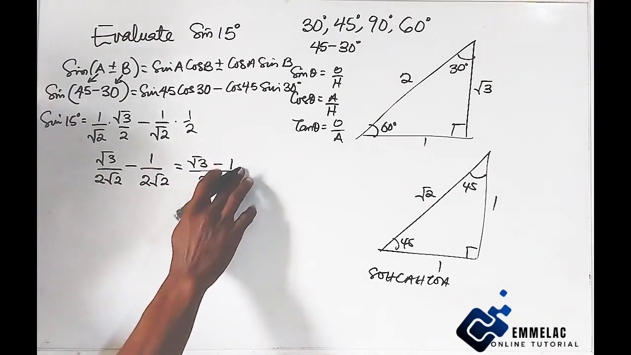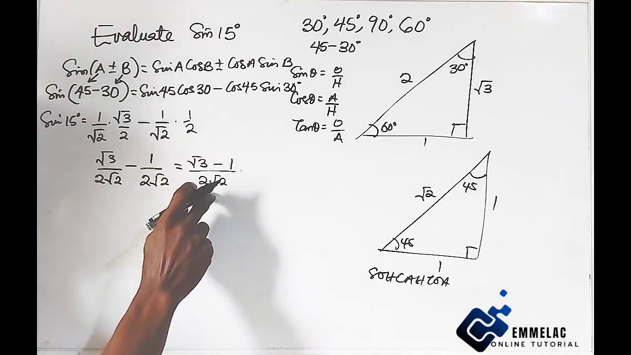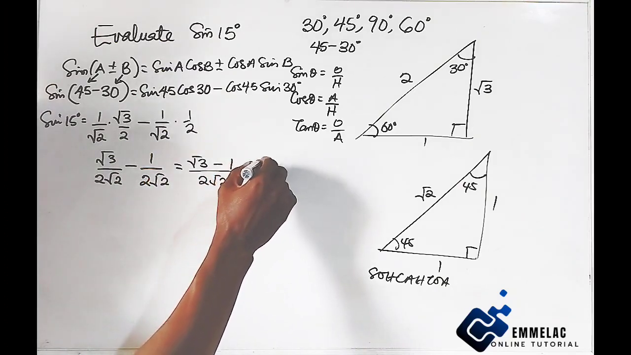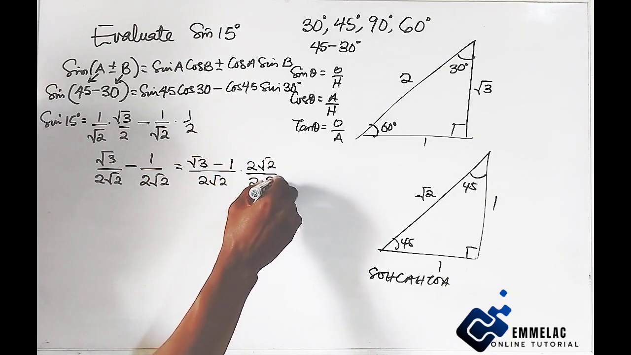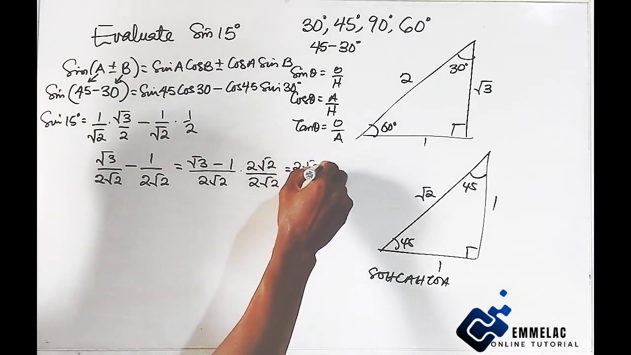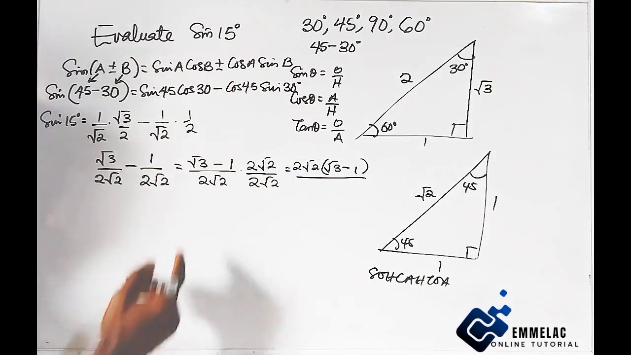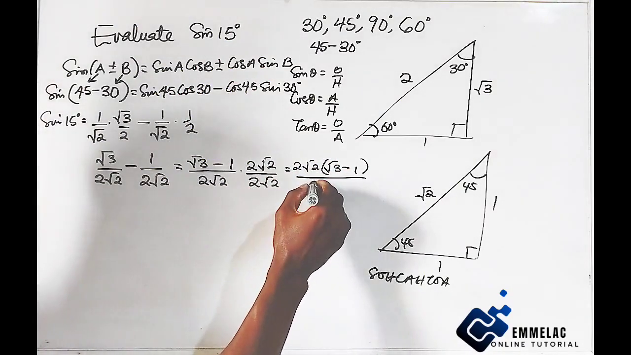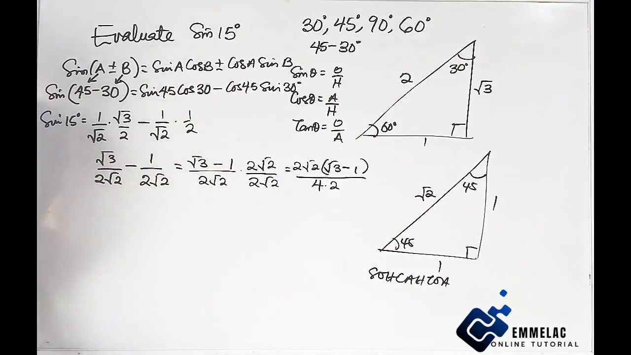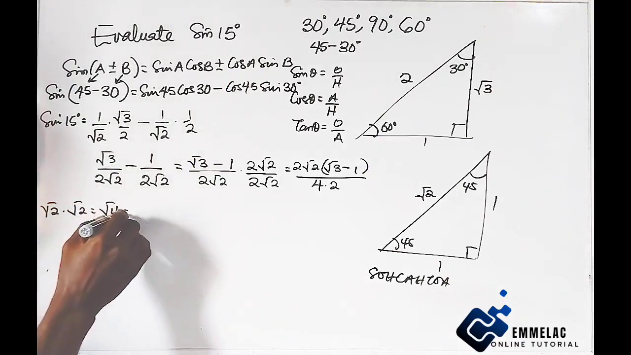Or you can still rationalize, which means we multiply the numerator and the denominator by the denominator, which implies 2 root 2 over 2 root 2. This will give us 2 root 2 into root 3 minus 1, over, now 2 times 2 gives us 4. Root 2 times root 2 gives us root 4, which gives us 2.